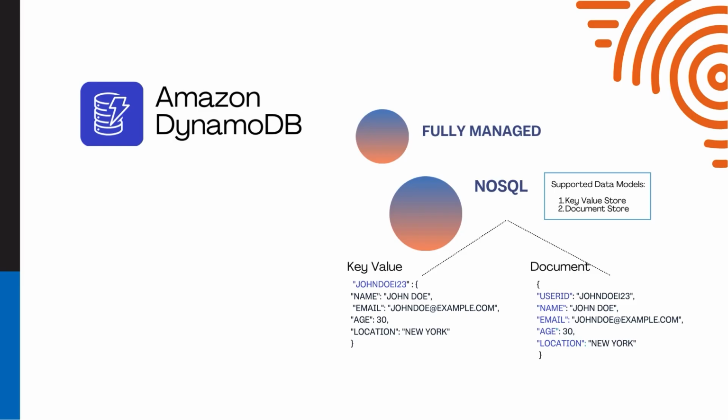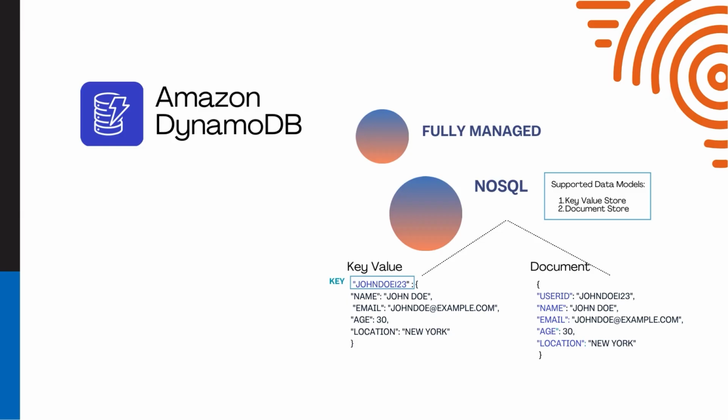Here is a quick example. In the key-value store on the left, we have a key, John Doe 123. And there is a set of information associated with this key: John Doe's name, email, age, and location. If you want to find John Doe's data, you must know this exact key. The system is super efficient because it's straightforward. One key, one set of data.